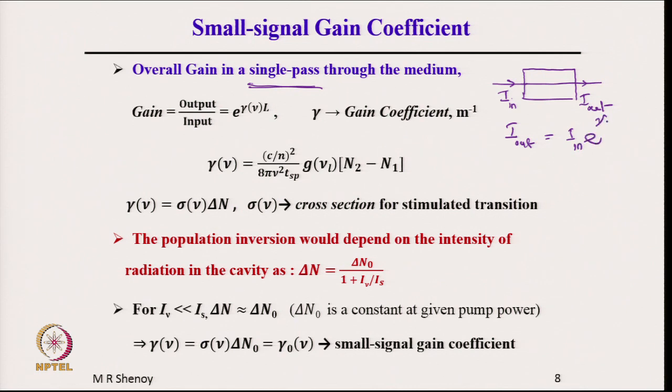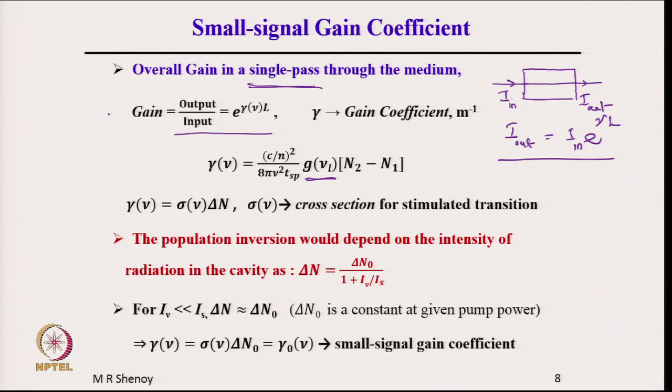of gamma L, where gamma is the gain coefficient, and therefore, output by input, that is I out by I in, is e to the power of gamma L. That is what is written here, e to the power of gamma L, and gamma is a function of frequency, because gamma contains g of nu, the line shape function. So that will be frequency dependent, and therefore, gamma is a frequency dependent quantity. Gamma is the gain coefficient in meter inverse.